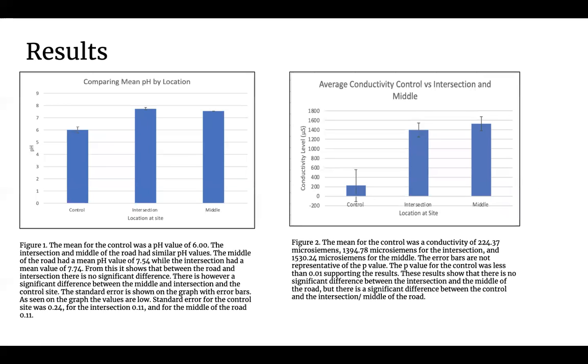So kind of looking at the graphs here for figure one, the mean for the control was a pH value of 6, and the intersection and the middle of the road had similar pH values. The middle of the road had a mean pH value of 7.54 and the intersection 7.74. So it shows no significant difference from the intersection to the middle, but however, there is a significant difference between the middle and intersection and the control site. And the error bars are shown on the graph.